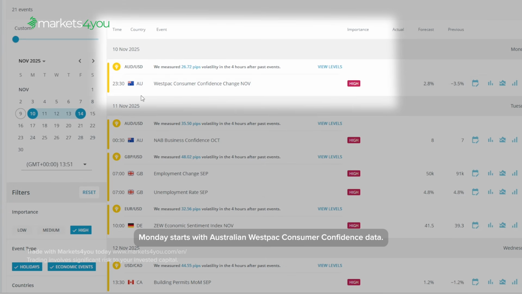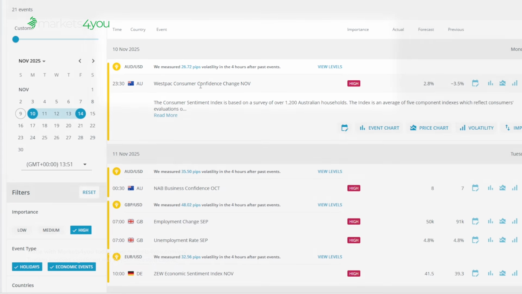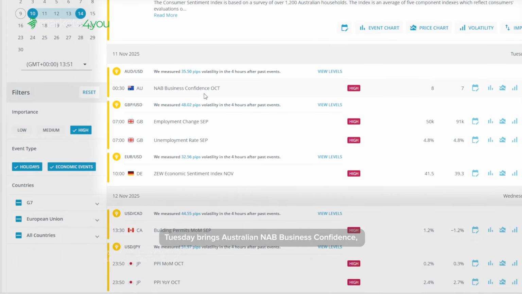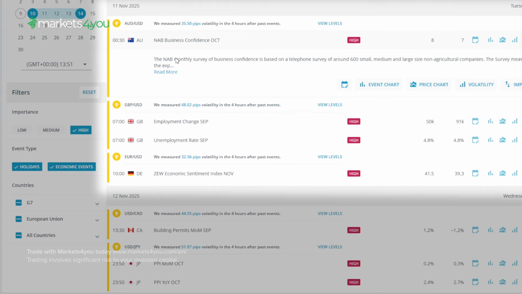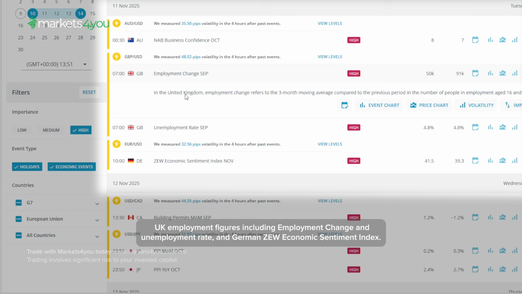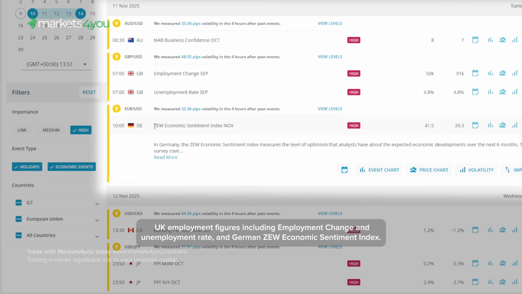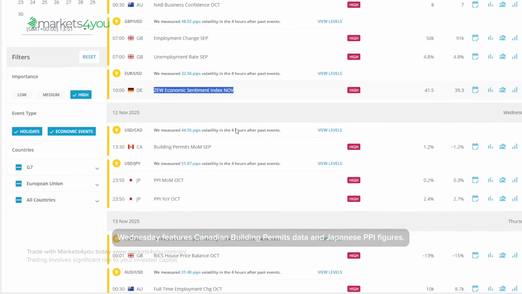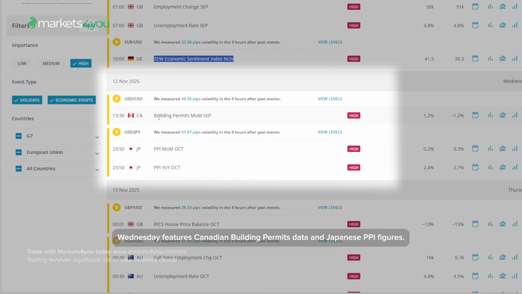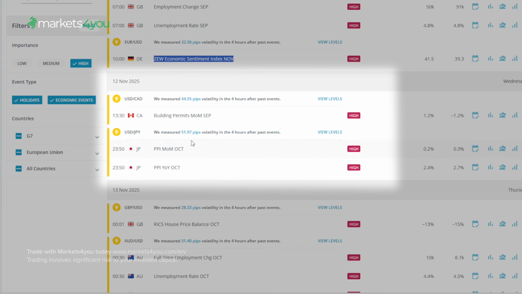Monday starts with Australian Westpac consumer confidence data. Tuesday brings Australian NAB business confidence, UK employment figures including employment change and unemployment rate, and German ZEW economic sentiment index. Wednesday features Canadian building permits data and Japanese PPI figures.